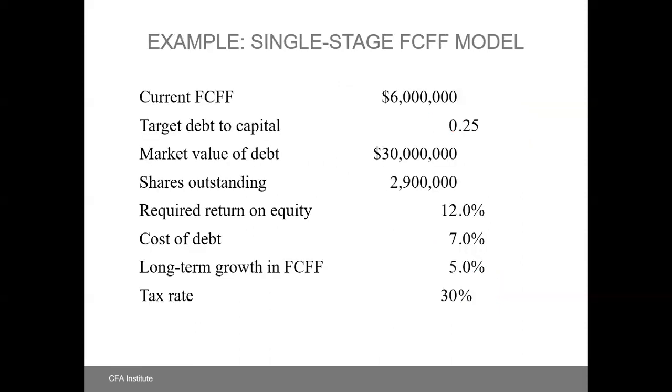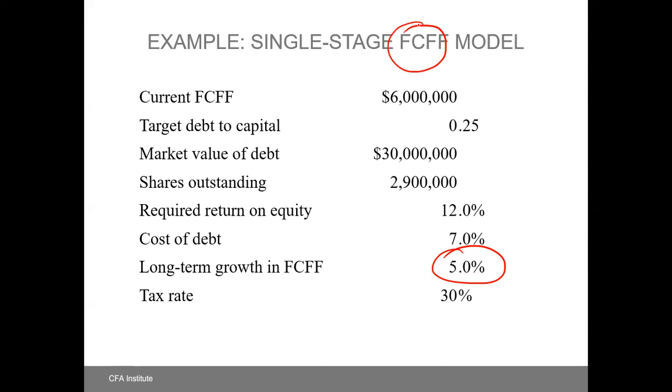We have the estimate for current free cash flow to the firm, 6 million. Target debt to capital, 25%. Market value of debt, 30 million. Shares outstanding, 2.9 million. Required return on equity, 12%. Cost of debt, 7%. Long-term growth in FCFF, 5%. So we have been provided this constant growth rate. The tax rate is 30%. So we are provided with a scenario for free cash flow to the firm.